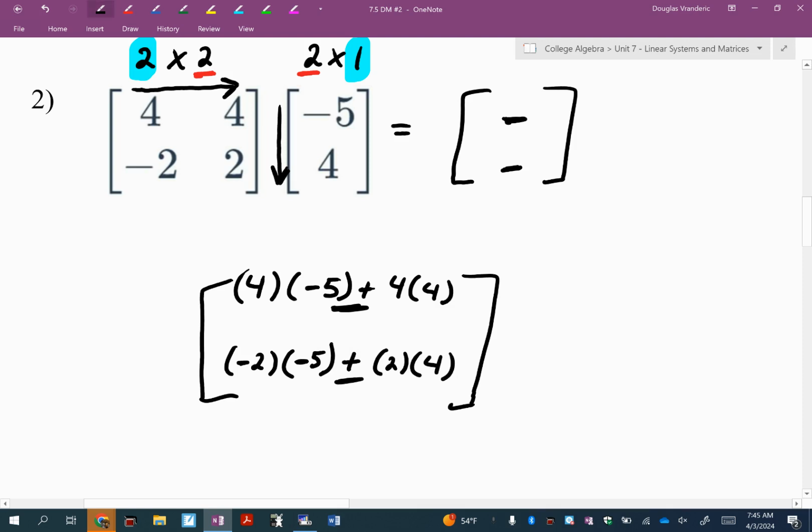Okay, Gladys. Okay, I see you. All right. So now it just becomes, if you want to use a calculator, you can, or you can do it mentally. That's -20 plus 16, which is -4. And then this one is +10 plus +8 is 18. Yes? Yeah. Okay. No worries.